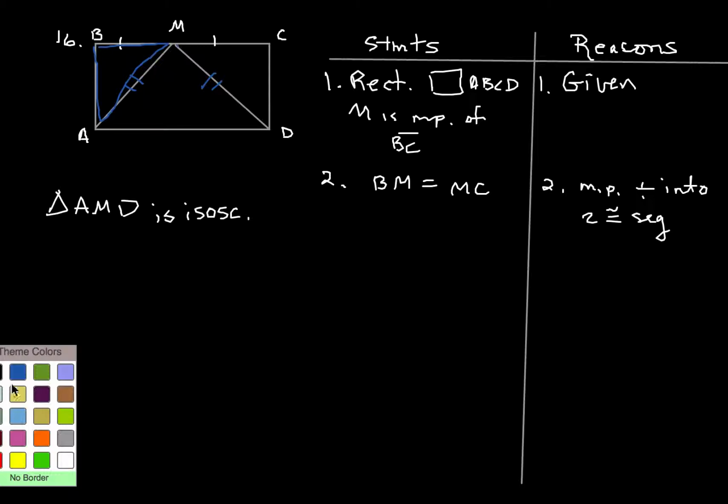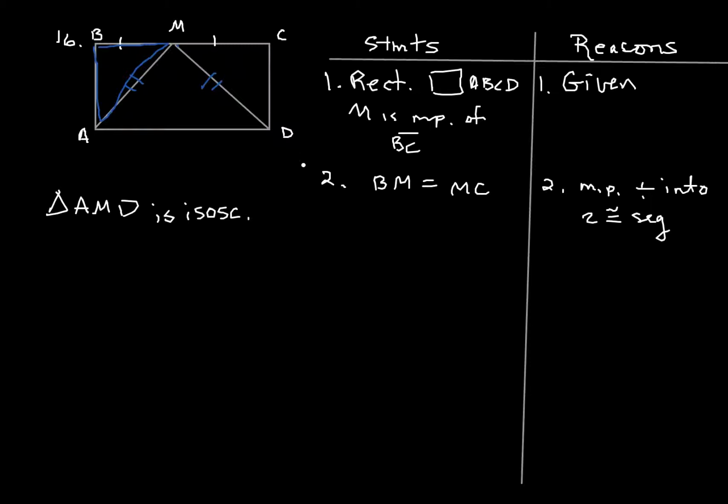Let's think about what we are given. We're given a rectangle. So if we have a rectangle, we know that this is a right angle and we know that this is a right angle. So we can say angle B and angle C are right angles, and that's just the definition of a rectangle.